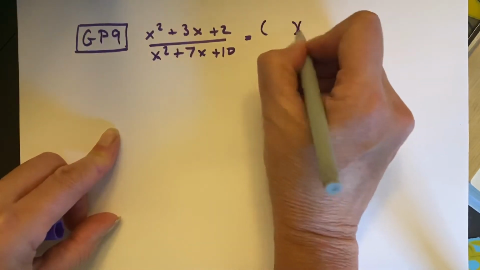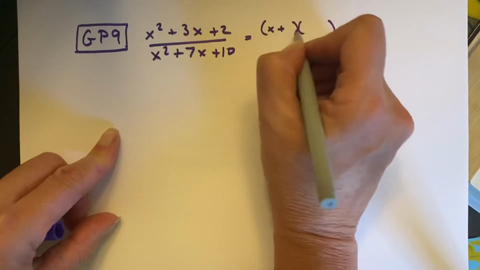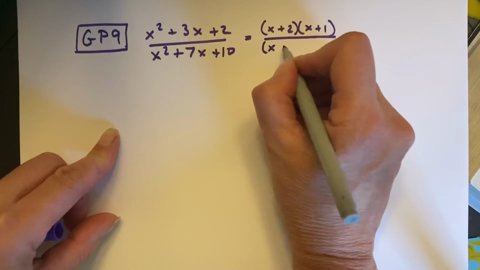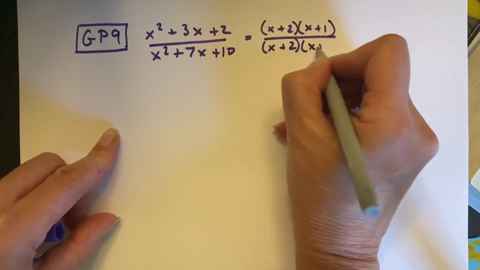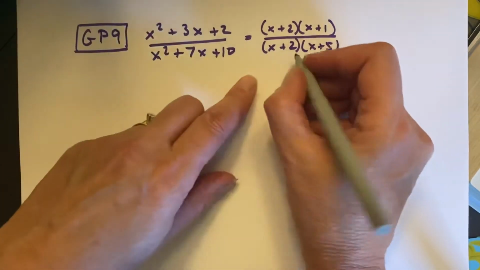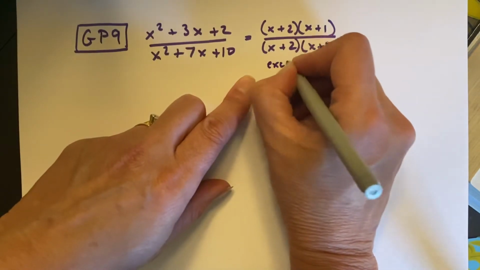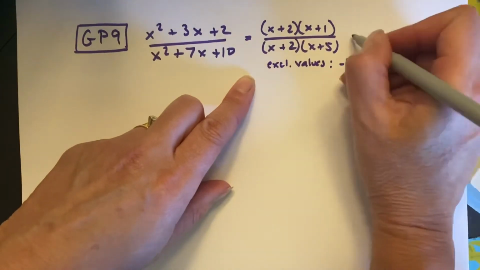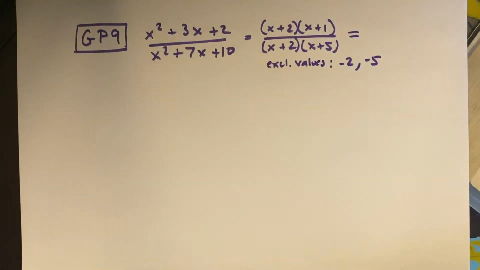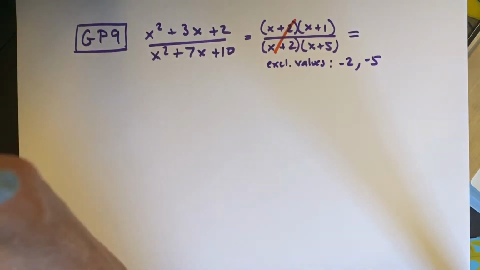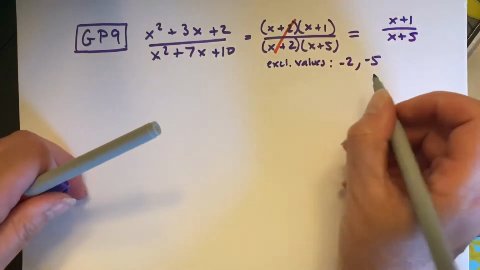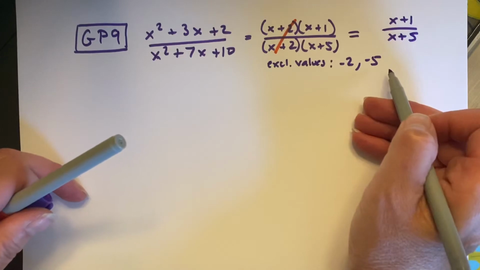You can see as you factor the top that you're going to get x plus 2 times x plus 1. And on the bottom, if you factor, you're going to get x plus 2 and x plus 5. This immediately tells you of excluded values of minus 2 and minus 5. And as you finish the problem, you'll see that x plus 2 and x plus 2 cancel out, and you end up with x plus 1 over x plus 5 with excluded values of negative 2 and negative 5.